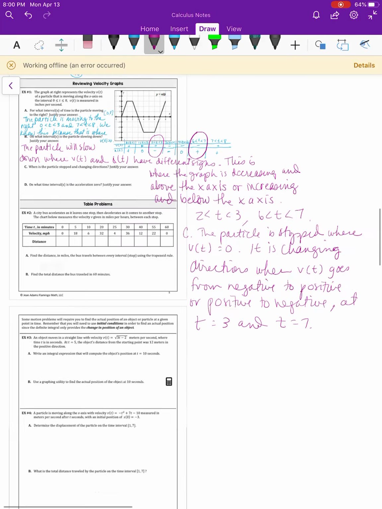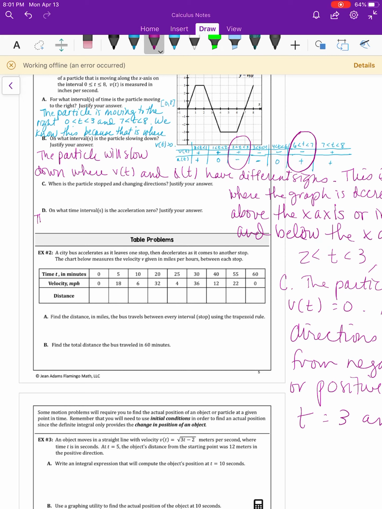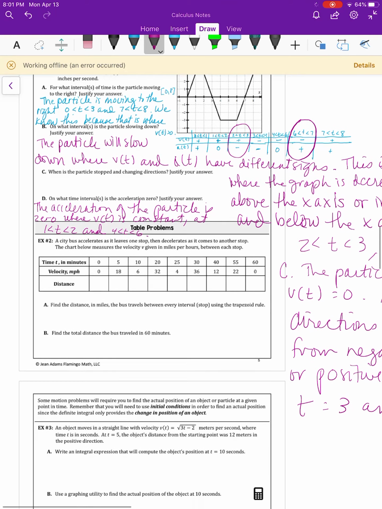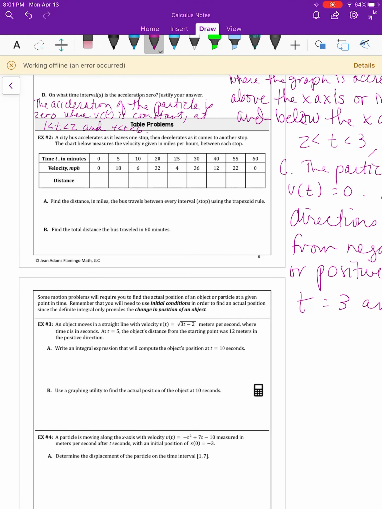Part D. On what time interval is the acceleration 0? Justify your answer. And I put the acceleration of the particle is 0, where v of t is constant, comma, at t between 1 and 2 and t between 4 and 6.